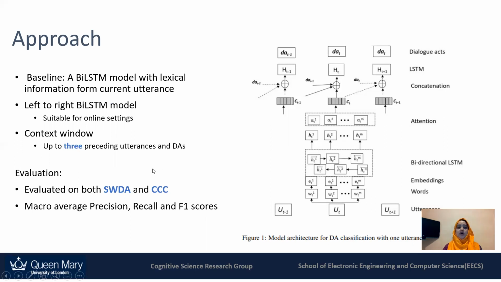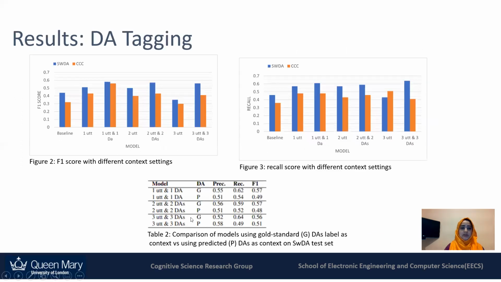We evaluated our model on both the Switchboard corpus and the Carolina's data. And due to the imbalanced nature of these dialogue acts, we evaluated with macro average precision, recall and F1 scores. So here are the results with different contextual settings of our model. You can observe with the baseline model the accuracy, and when adding the context of one utterance, the accuracy on the Switchboard corpus is improved.